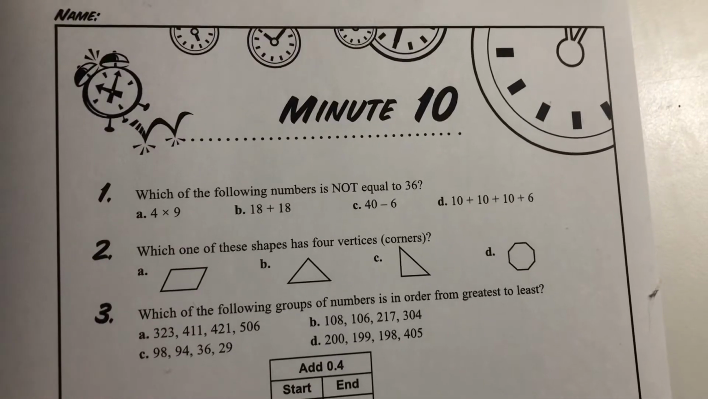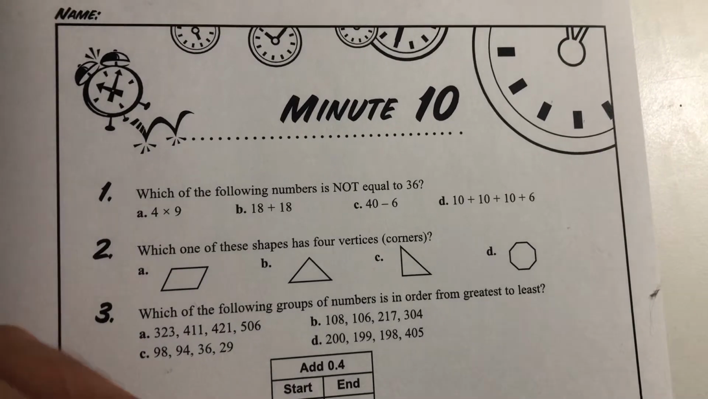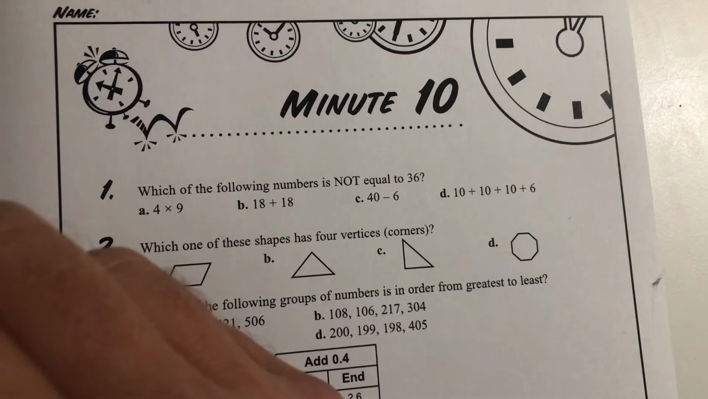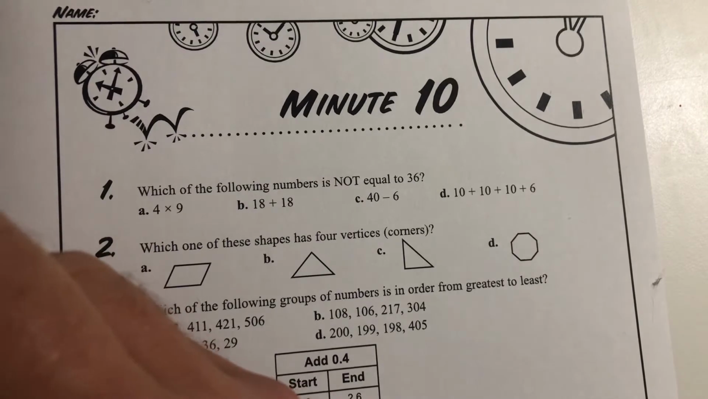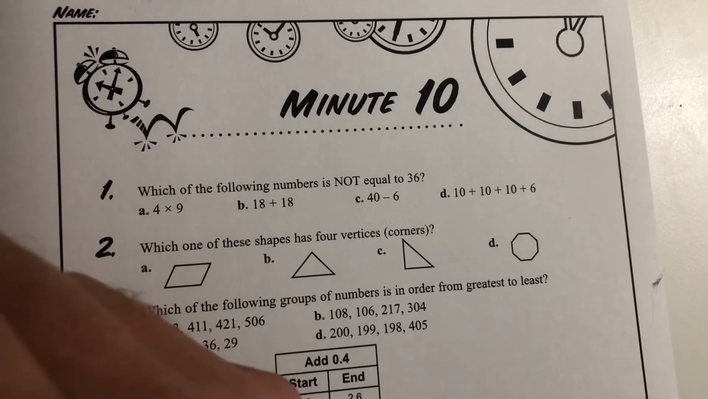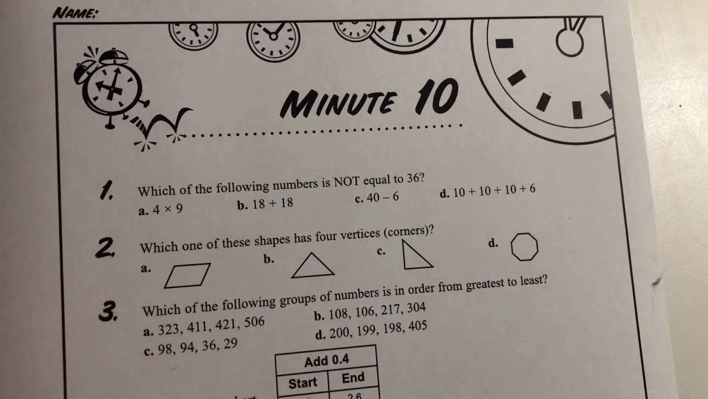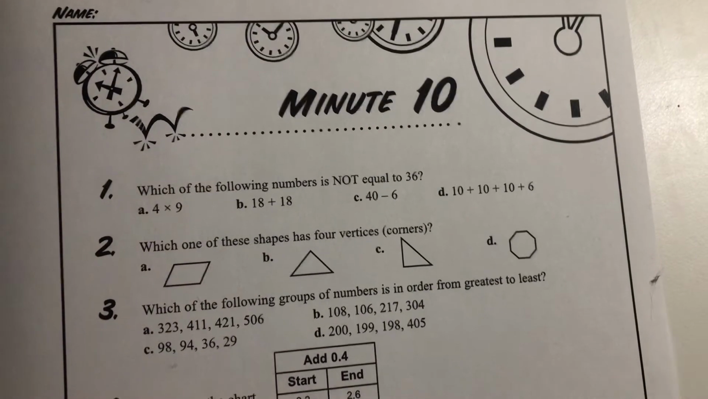Math Minute 10. Your job is to fill this out while I demonstrate how to do these problems on Kami. So you guys are going to open this up in Kami. You're going to fill it out. You're going to follow along while I do it, and then you're going to turn it into Kami when we're done. So if I look at number 1, it says, which of the following numbers is not equal to 36?